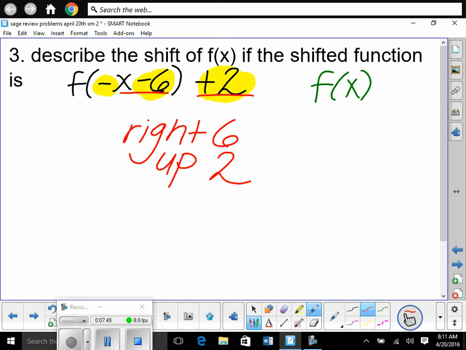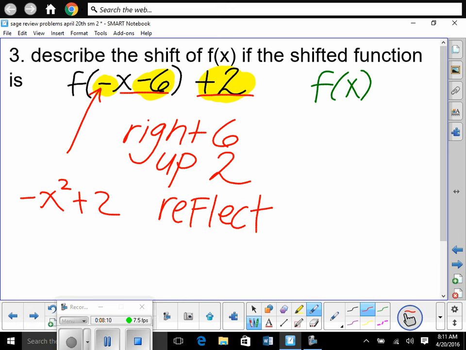Now the next thing to notice is the negative in front. A negative in front will reflect it over the x-axis. That's why when you have negative x squared plus 2, that reflects it in an upside-down frowny face over the x-axis. So we would also say a reflection over x. Questions on that? A reflection over the x-axis, if I was being completely specific. Any questions on that? Okay.